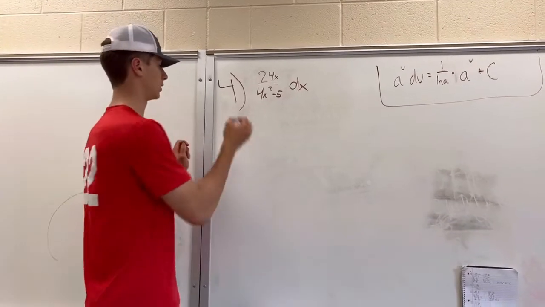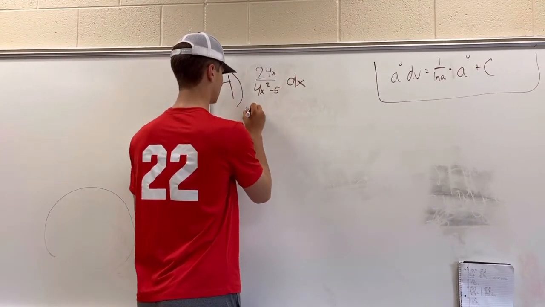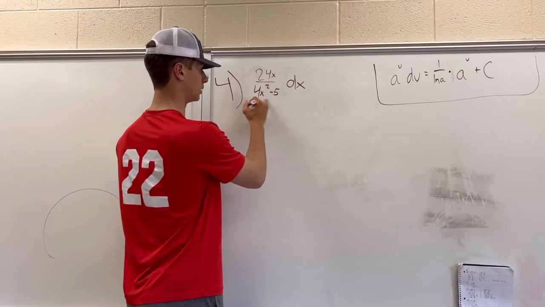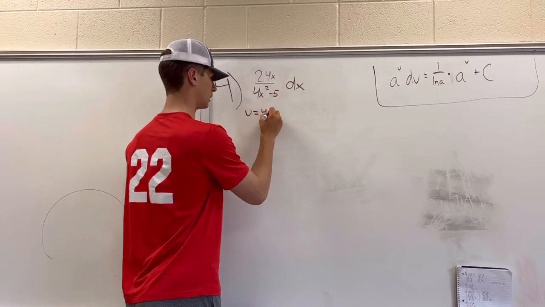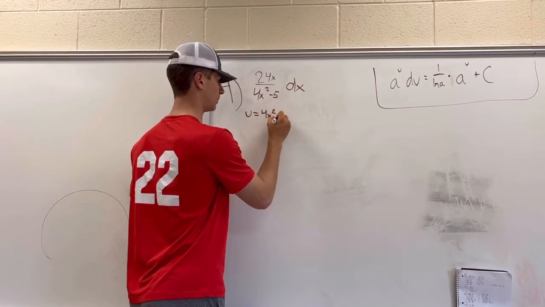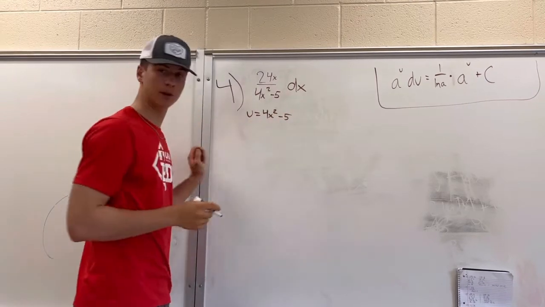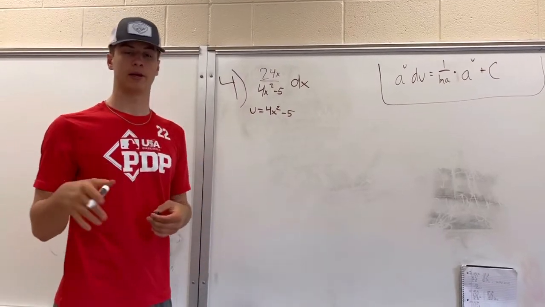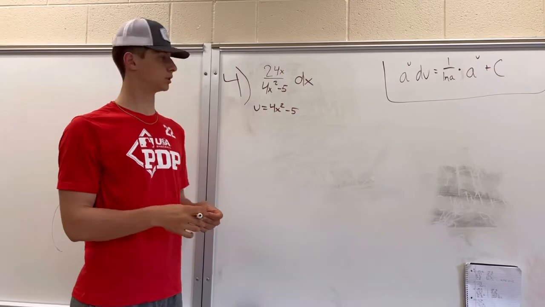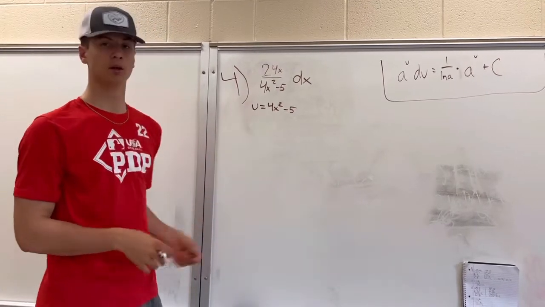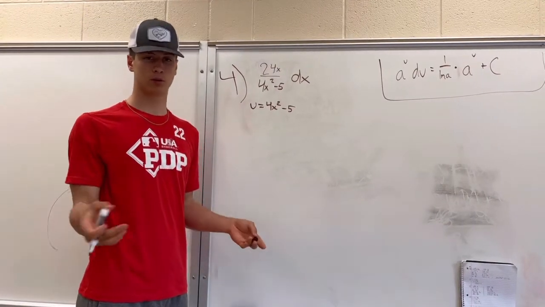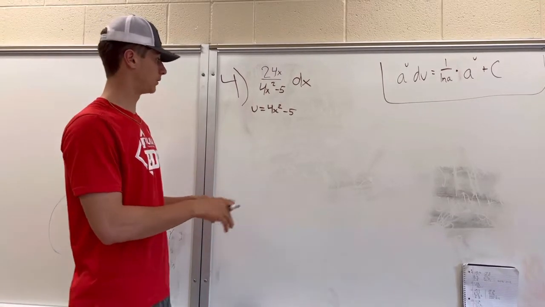All right, so our u would be the bottom here. So it would be 4x squared minus 5. All right, now that we have our u, we have to find out our du over dx, which is basically just the derivative of this, which we have learned in previous units. So we can figure that out easy.